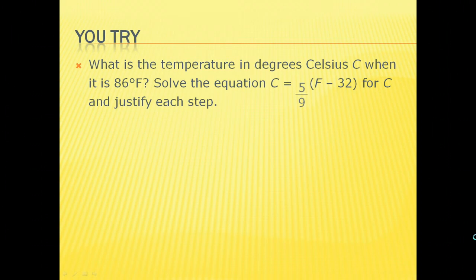You try. What is the temperature in degrees Celsius, C, when it is 86 degrees Fahrenheit? Solve the equation C equals 5/9 times Fahrenheit minus 32 degrees for C and justify each step. Go ahead and pause the recorder while you solve.